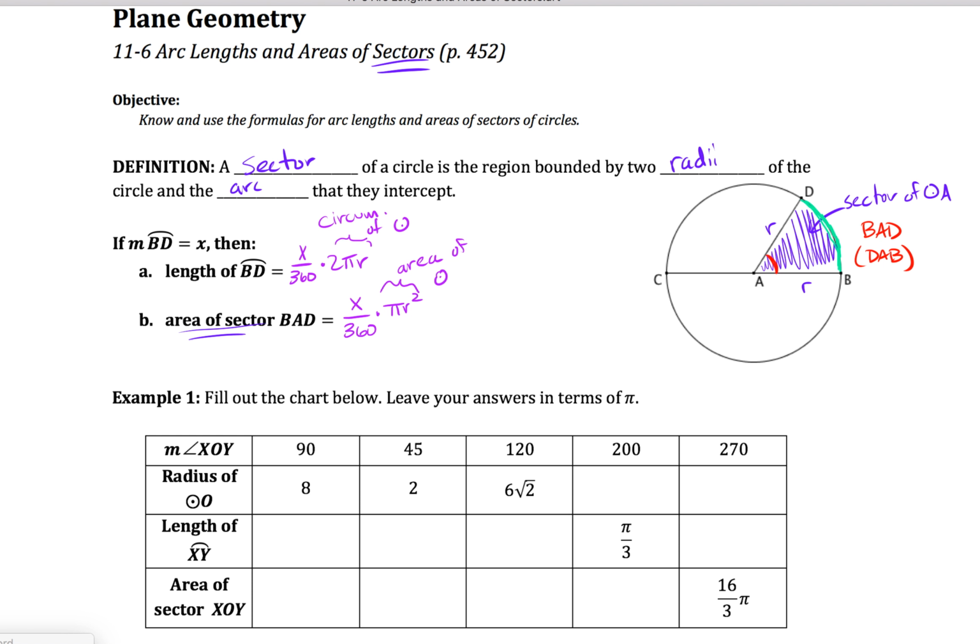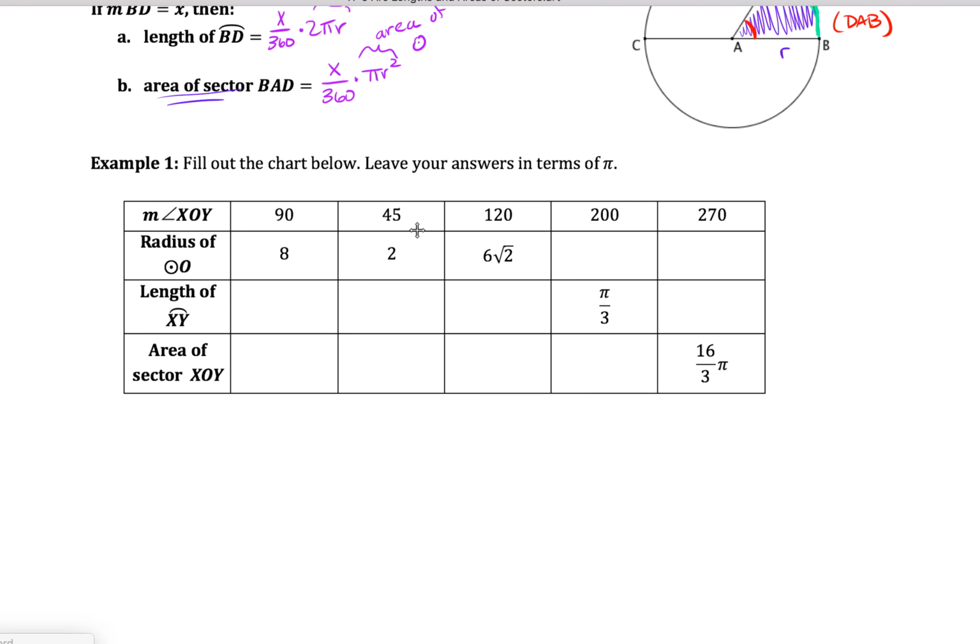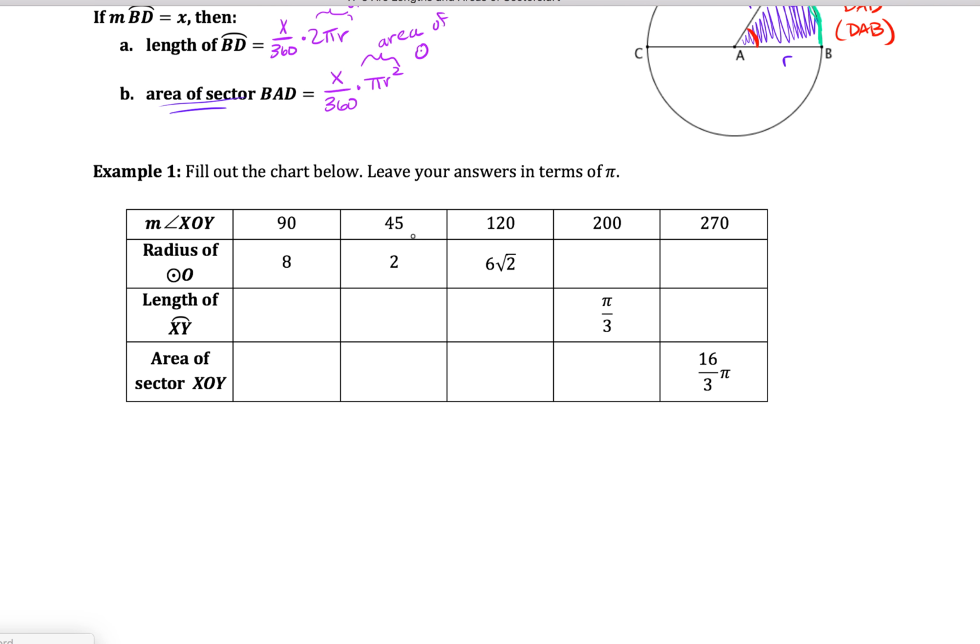Now let's take a look at some examples that we can work out. We have a chart here, and within this chart we're always given the angle measure, and some of the time we're given the radius, and we have to calculate the arc length and the sector area. Then in these last two columns, we're given the arc length or the sector area, and we have to calculate whatever's missing. So let's start here with the first column.